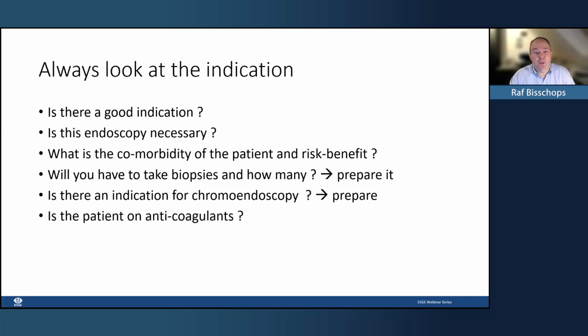For instance, a patient with a history of ENT cancer, where you want to screen for squamous cell cancer and you want to use Lugol. It's better to have it ready than to prepare it during the endoscopy. Also, taking into consideration, if you have to take biopsies, ask whether the patient is on anticoagulants.